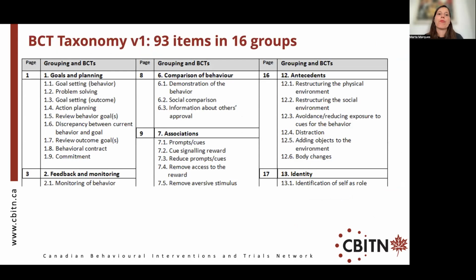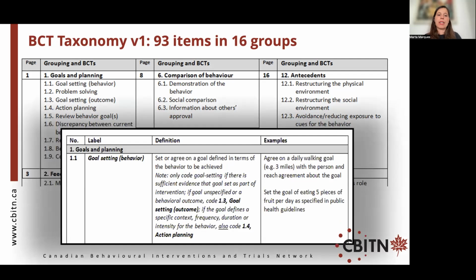So as I was showing before, these 93 techniques are organized in 16 groupings, just as an example. The first group is goals and planning, and it has goal setting for behavior and goal setting for outcome. It has problem solving, action planning, review behavior goals and review outcome goals, discrepancy between current behavior and goal, behavioral contracts, and commitment. And you have the same listing for the other groupings. And then for each of them, you have a definition and you have different examples.